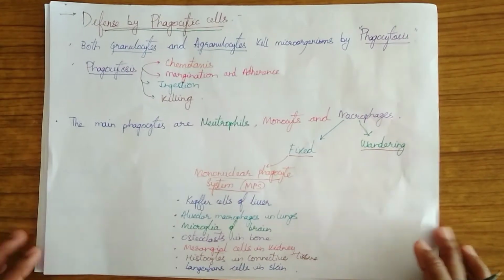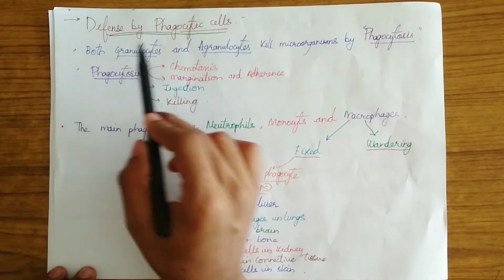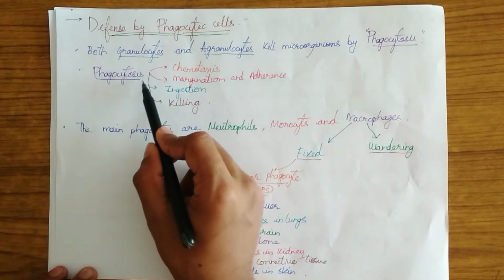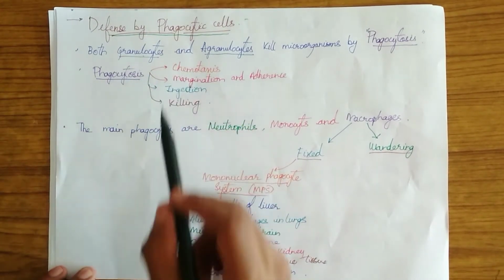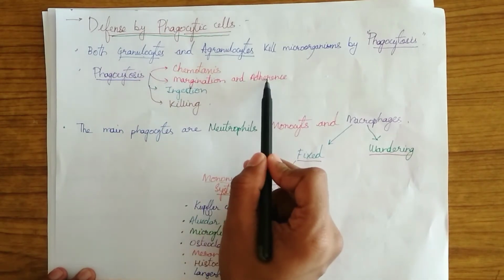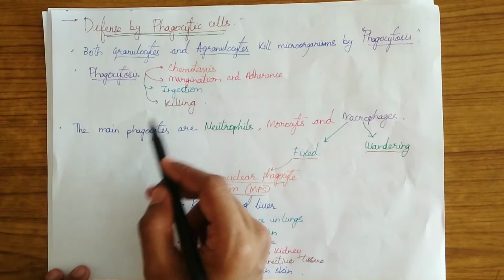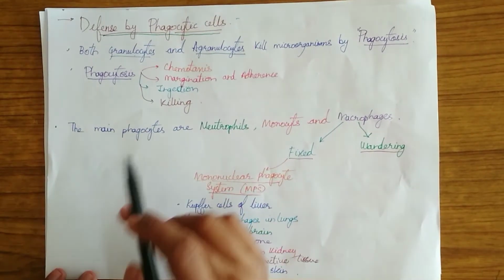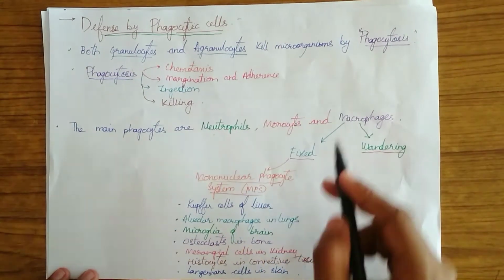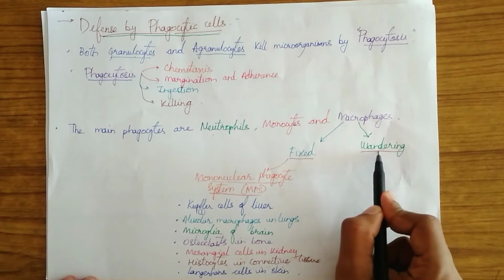So now let's talk about the defense by the phagocytic cells. They contain both granulocytes and agranulocytes in the phagocytosis process. As I told before in the WBC video, phagocytosis occurs through chemotaxis, margination and adherence, ingestion and killing. You can check the video on WBC and I'll put that in the i button link. The main phagocytes are neutrophils, monocytes and macrophages. The macrophages can again be divided into fixed macrophages and wandering macrophages.